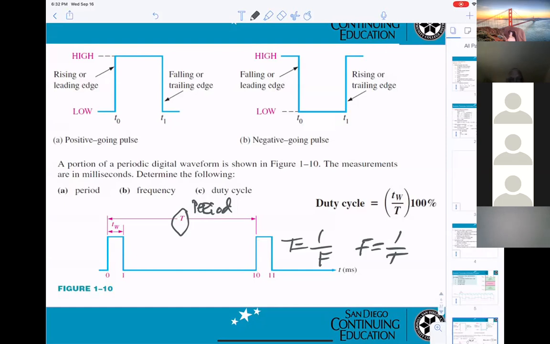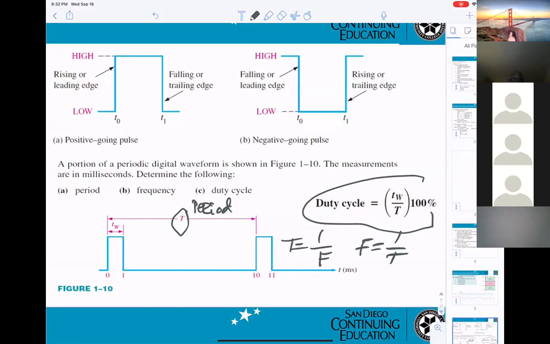The duty cycle will be this formula. That means you take TW, the part of the high, divided by the period, times 100%. That tells you the duty cycle.